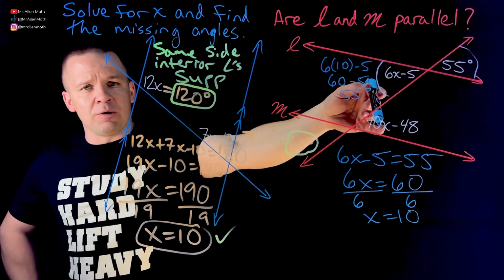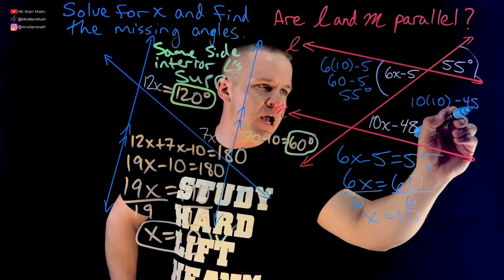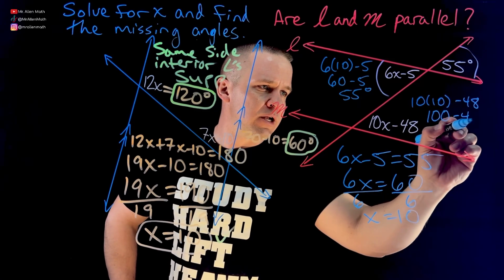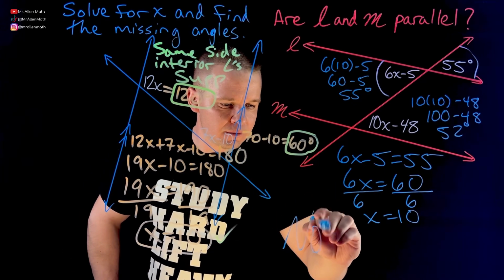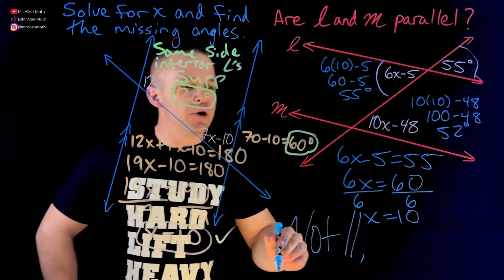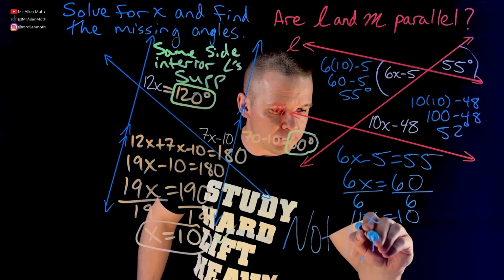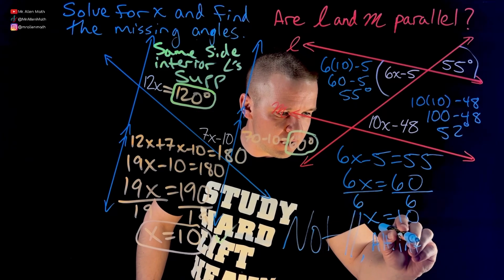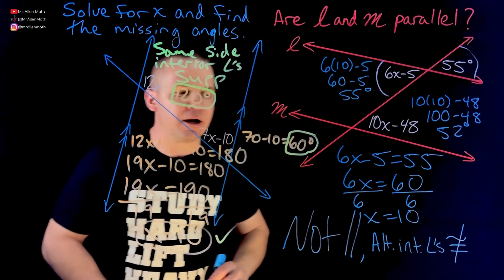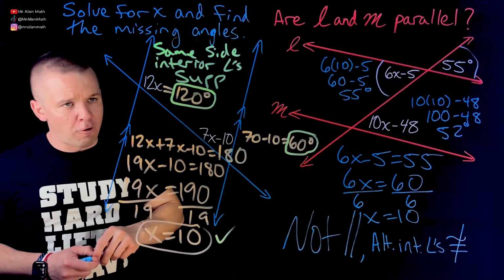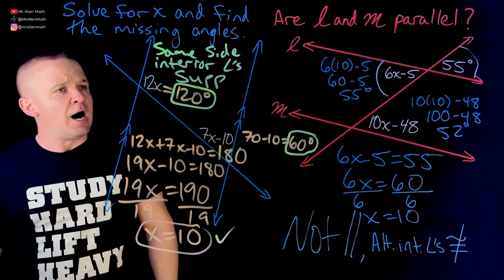Cool. Does this one equal 55? Well, if I plug 10 in, I'm going to have 10 times 10 minus 48. That's 100 minus 48. That is 52 degrees. So no, not parallel. And we could also state that alternate interior angles are not congruent. So alternate interior angles, this is going to be pretty dope. Boom, not congruent. So there's my formal way of writing it. Cool? Dope. All right. There we go, guys.